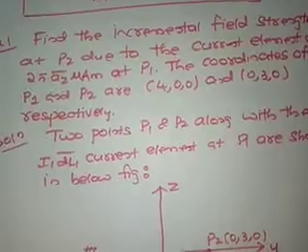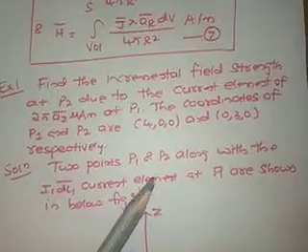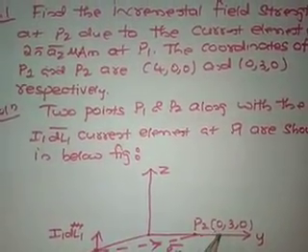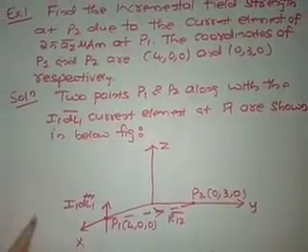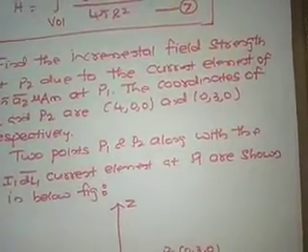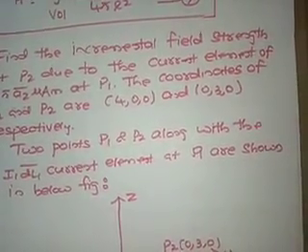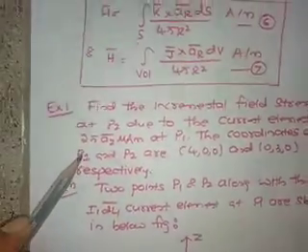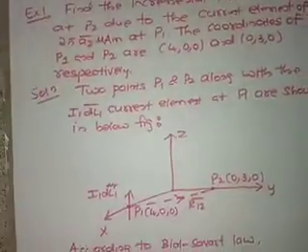Coordinates of P1 and P2 are given. P1 coordinate is 4, 0, 0. That means it lies along the x-axis. Then coordinate of P2 is 0, 3, 0. 0, 3, 0 means X is 0, Y is 3, Z is 0, so it lies along the y-axis. Then we have to find the incremental field strength at P2 due to the current element at P1. They have given the I dl, the differential current element, that is 2 pi Az bar microampere meter. I dl is given. Let us solve this.